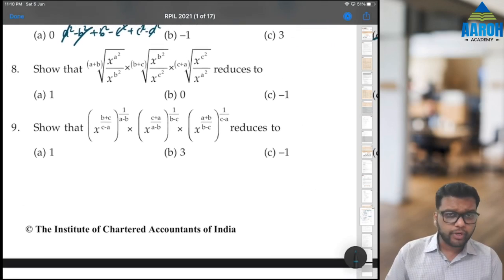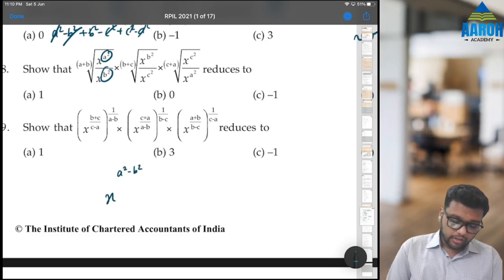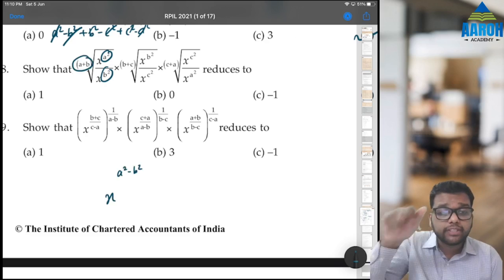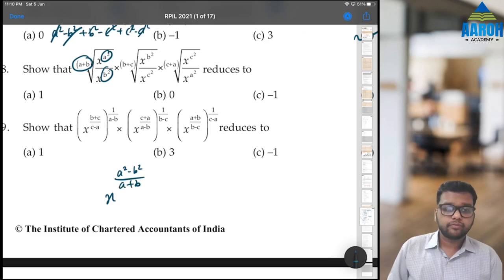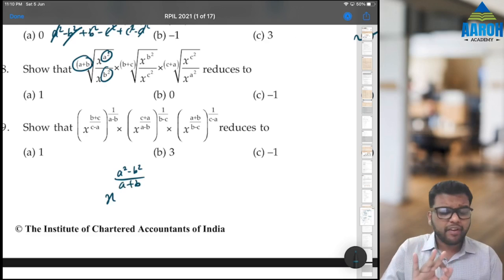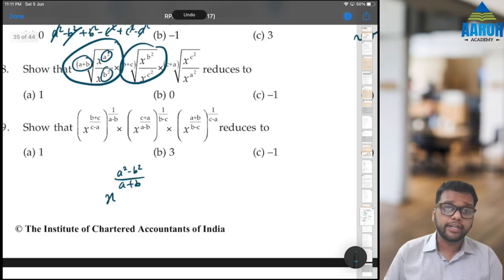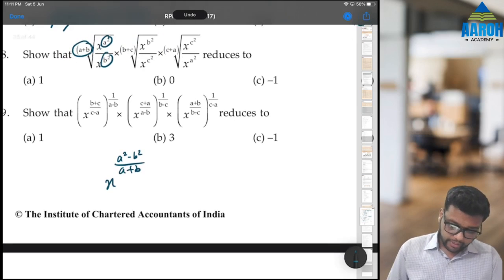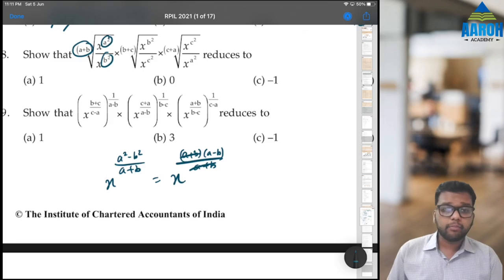Next, again no need to put anything, this is easy. x raised to, first of all we can subtract this, so x raised to a square minus b square and a plus bth root, that means raised to 1 by a plus b. So 1 by a plus b is to be raised. So we can simply simplify the first term, always take the first term and simplify, then write the rest of the terms accordingly. The first term will become x raised to a plus b, a minus b by a plus b. So that is just a minus b.